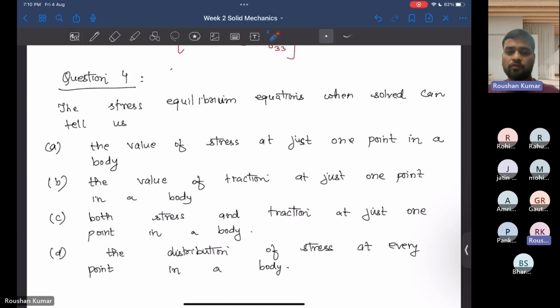So it not only tells the stress at a particular point, but it also finds out the variation, how the stress varies along the length or width or along the height of the body. So we can solve any stress equilibrium equation at the given boundary condition, and we can find how the stress is varying after acting the particular boundary condition on the body. So the last option is the correct one. That is, the stress equilibrium equation when solved can tell us the distribution of stress at every point in a body. So this is the correct option.